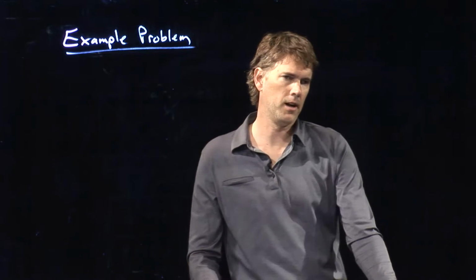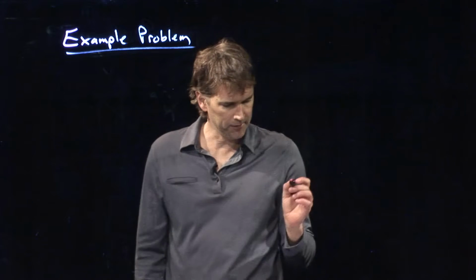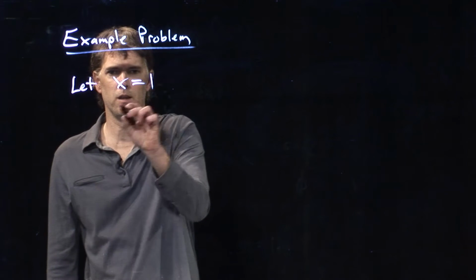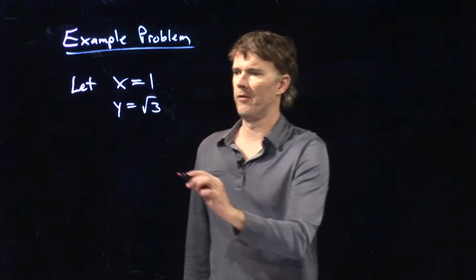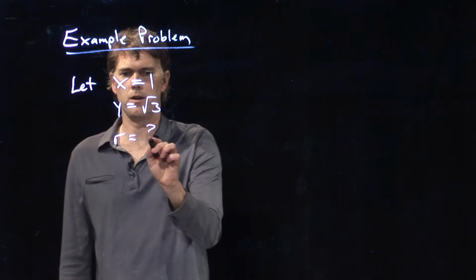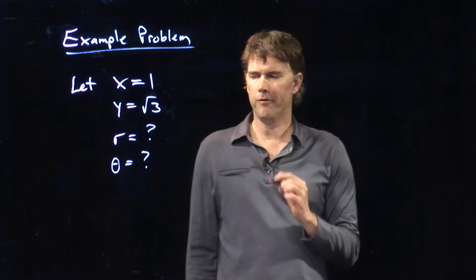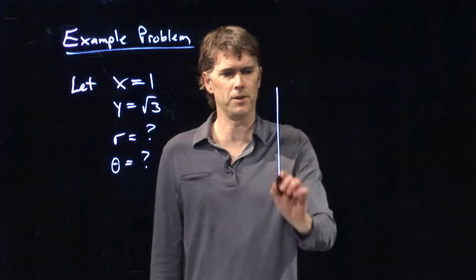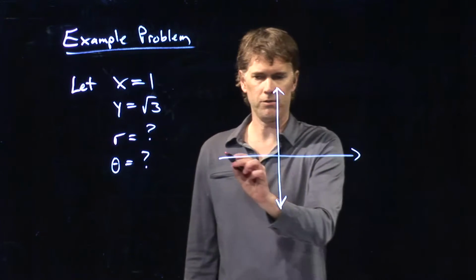Let's take another look at a polar coordinates example problem. Let's look at the case where x is equal to 1 and y is equal to root 3, and let's see if we can figure out what r and theta are equal to in this case. Before we do that, let's just take a guess. Let's draw a picture and we'll take a guess, and then we'll see if our answer is close to that guess.